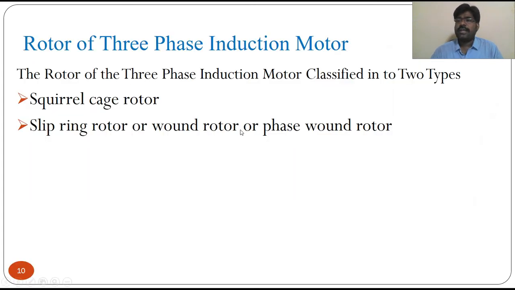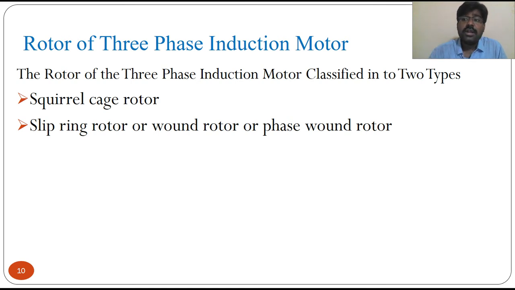Then come to the next part, the rotor part. The difference between stator and rotor is that the stator is always the stationary part inside the induction motor. That is why it is called a stator, and the rotor is the rotating part of the induction motor. The rotor of the three-phase induction motor is classified into two types. One is the squirrel cage rotor, another one is the slip ring rotor or wound rotor. It is also called the phase wound rotor. So two types of rotors are there.